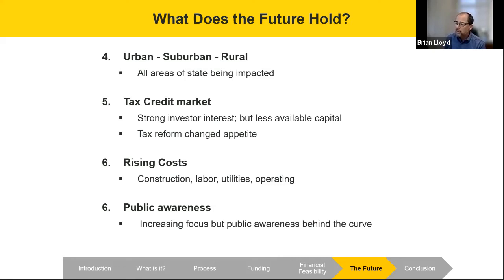Fortunately, the tax credit market remains strong, but the amount of capital in the market is somewhat tenuous. We're trying to get more credits available through reforms, but a credit doesn't do you any good unless there's an investor to buy it. So hopefully we can continue to grow the market.